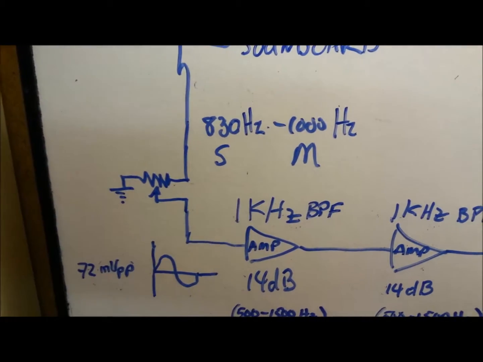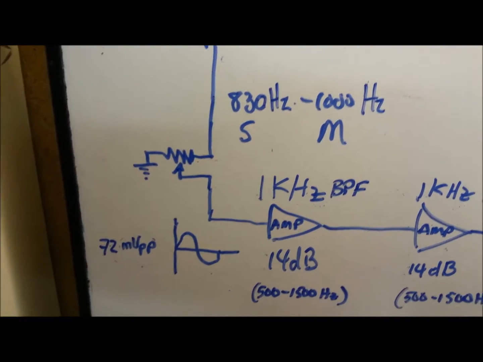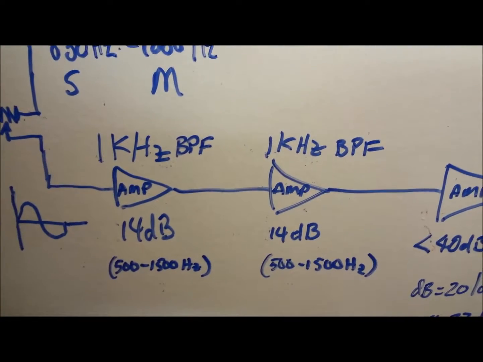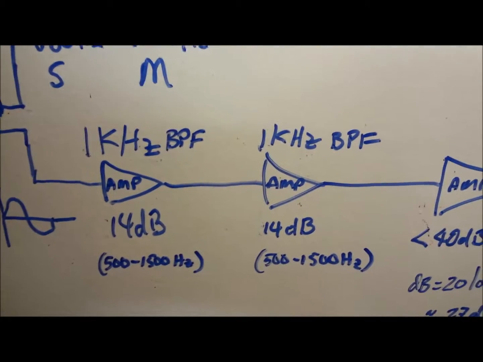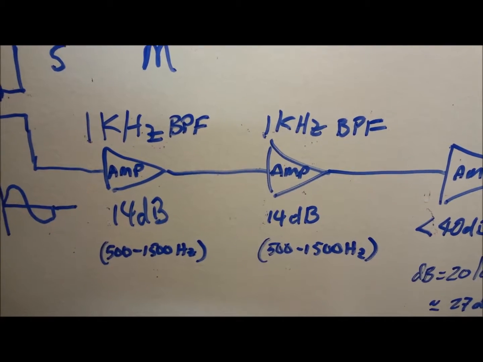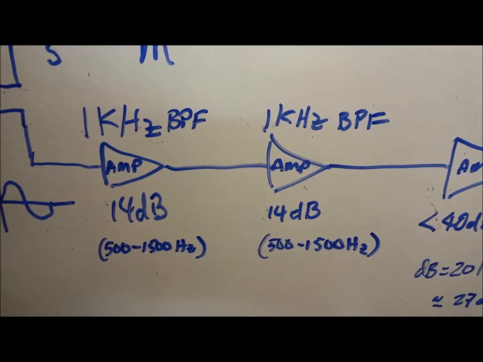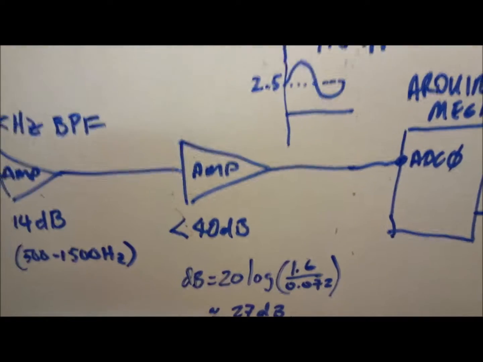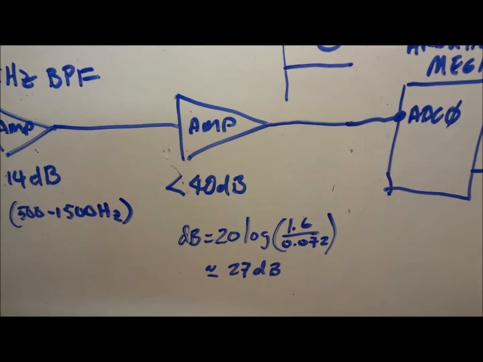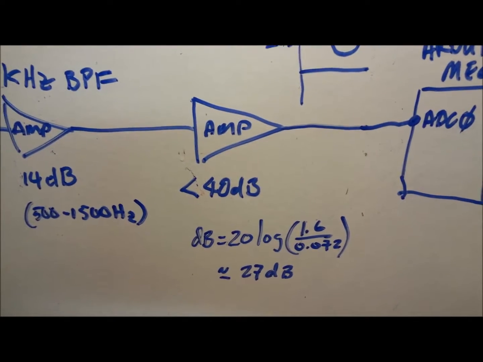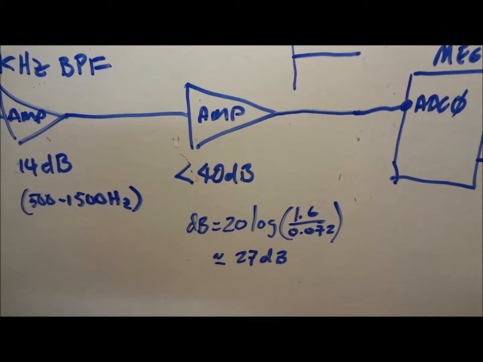It's being fed to a pot that reduces the voltage from the sound card down to 72 millivolts peak to peak in this configuration. Then it's being fed through a pair of bandpass filters that have about 14 dB gain, and the passband for each of those filters is 500 to 1500 Hz. That's being fed through an amplifier, which is giving gain up to about 40 dB. However, in the test I'm about to do, that amplifier is not producing any gain whatsoever.